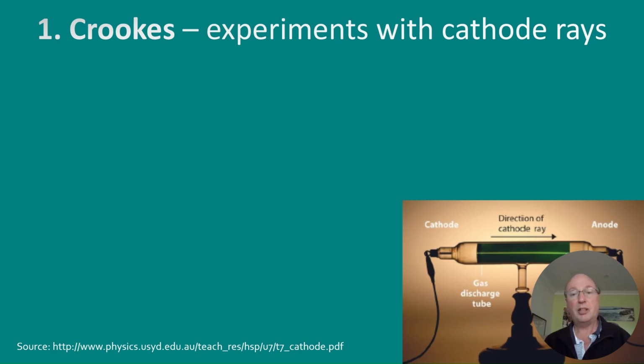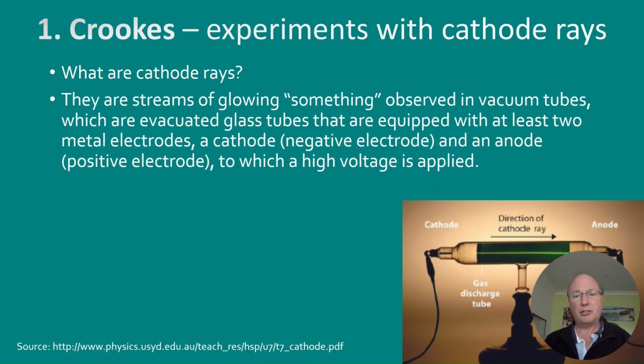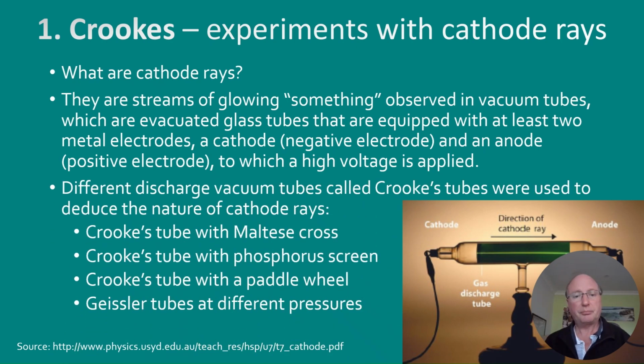Firstly, Crookes' experiments with cathode rays. So what are cathode rays? There were streams of glowing something. They didn't quite know what they were. They were observed in vacuum tubes, tubes that are glass and were evacuated and equipped with at least 2 metal electrodes, a cathode and an anode. The cathode they knew could be connected to a negative and the anode to the positive, and high voltage applied.